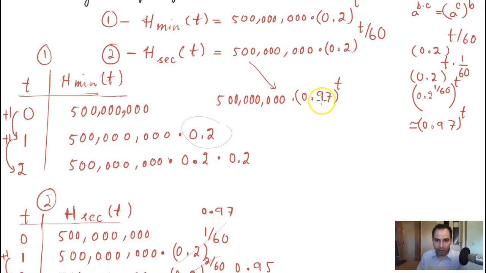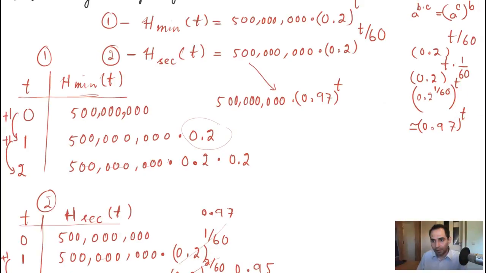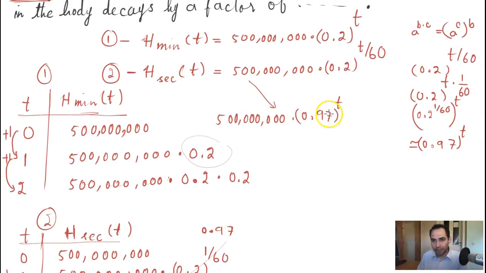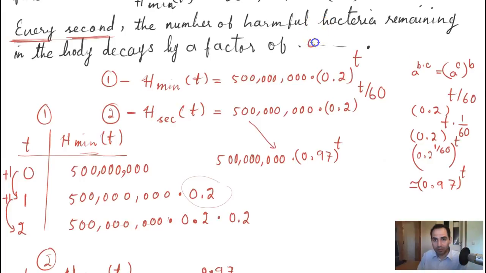And because it's a number less than 1, that means that your function is decreasing. Basically a 3% decrease in the output of the function. So then this becomes 0.97. That means every second here, the number of harmful bacteria remaining in the body decays by a factor of 0.97. That's how you solve this problem. Thank you.